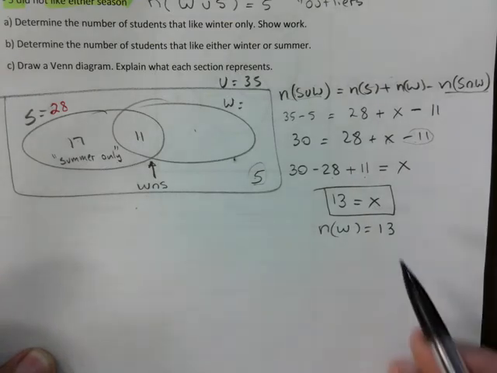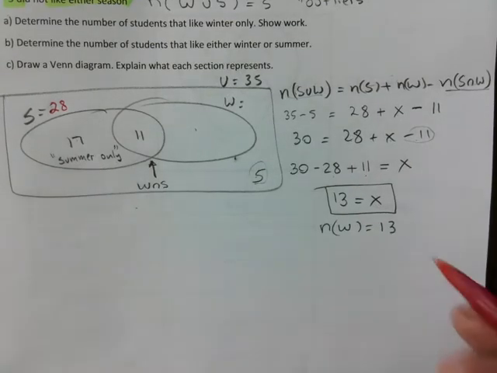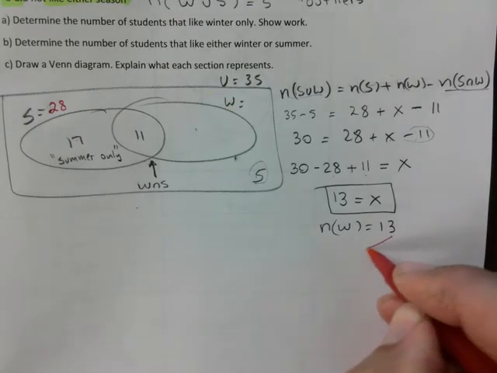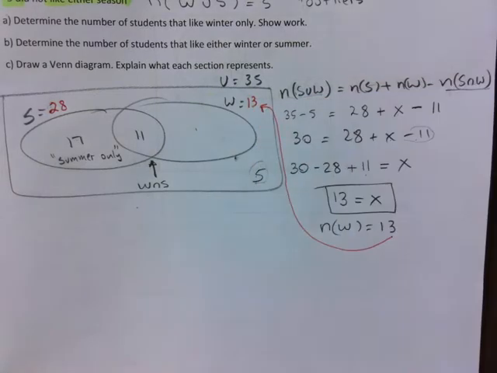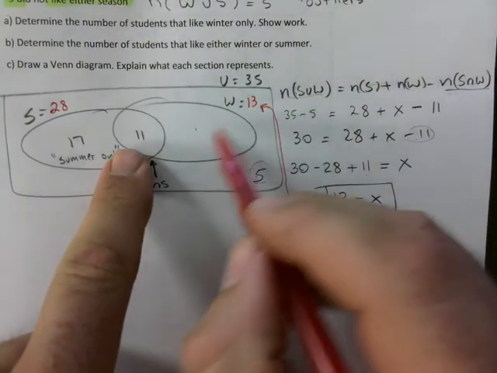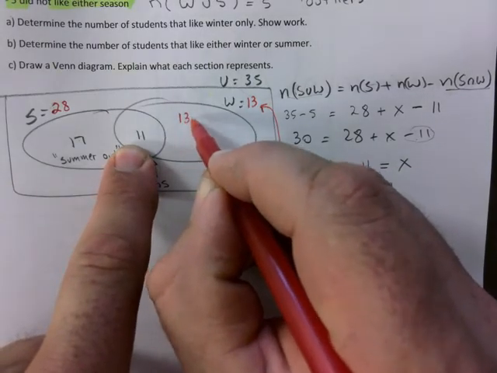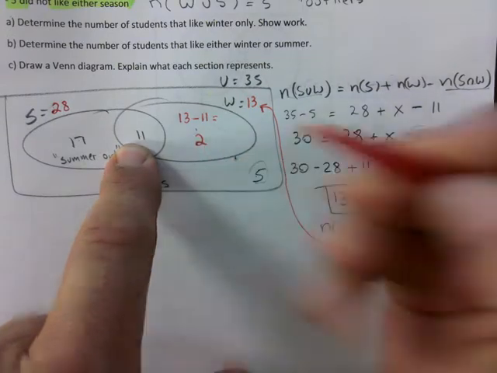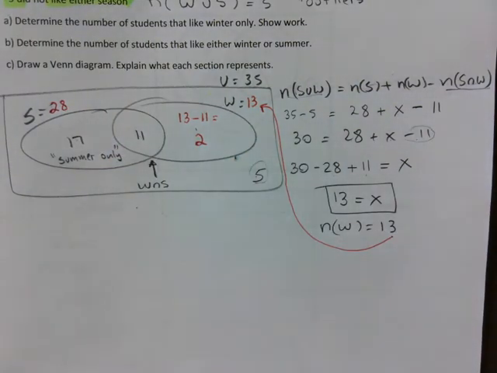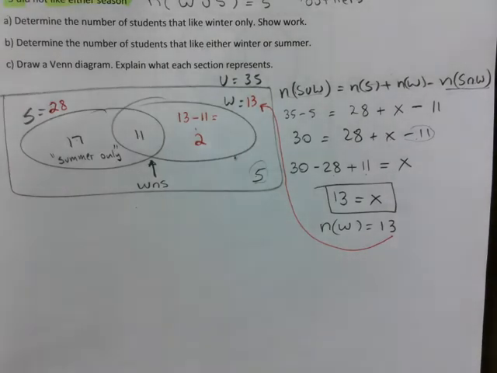Okay? So now watch this. This 13, I will just follow and put it up here because that's what you just found. And then I can figure this out. 13 minus 11. How many students like winter only? 2. Not many. Okay. Those are probably students that have a snowmobile or something like that, right? They like winter sports, or you just like winter. Nothing wrong with that.